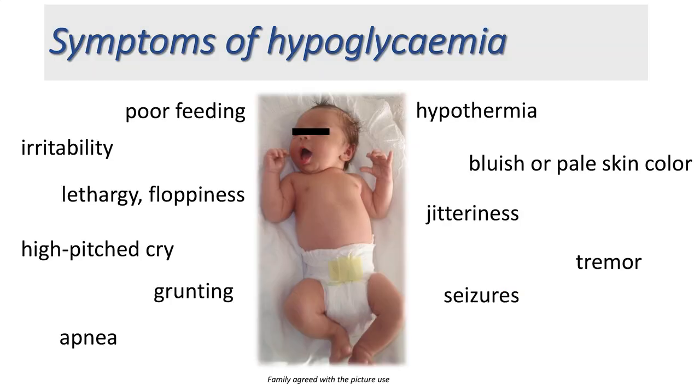So what are the symptoms of hypoglycemia in infants and neonates? It's usually poor feeding, irritability, hypothermia, pale skin color, jitteriness, tremor, or even seizures, or the patient can have a high-pitched cry, grunting, or even apnea. So these are the situations where you consider checking blood sugar as soon as possible.